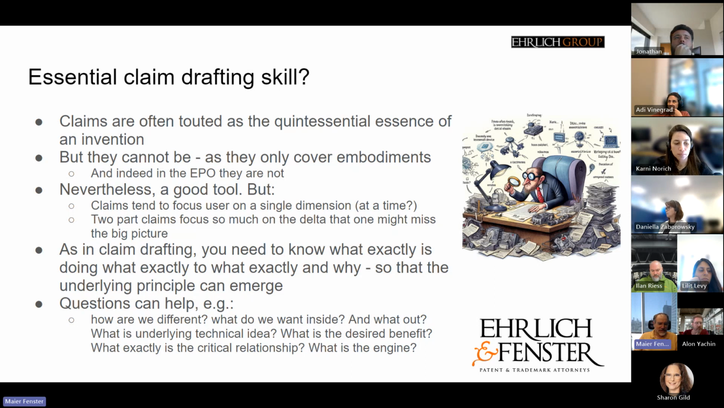But one thing that's definitely similar between claim drafting and essence is that you need to know what exactly is doing what, to what exactly, what else, and why. That's what you write in the claim. And it's also perhaps what you need in the essence. And the same types of questions we ask when we draft claims are helpful, like how are we different? What do we want to be within the essence and what not? What is the underlying technical idea, and so on.